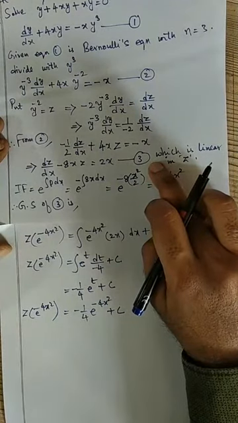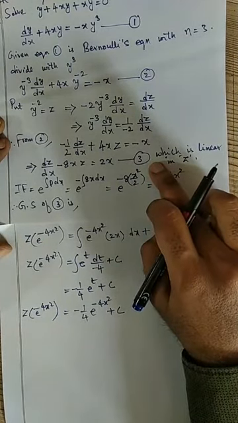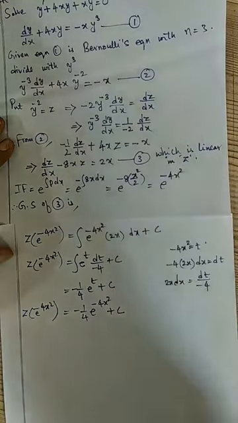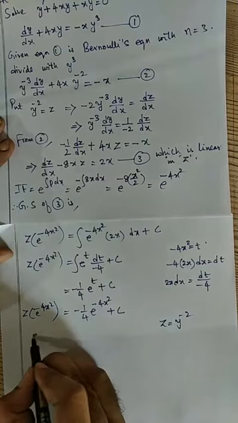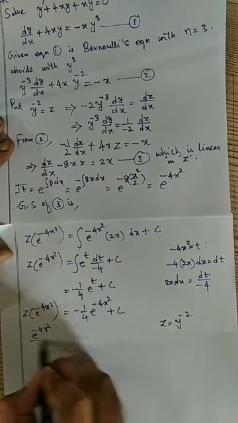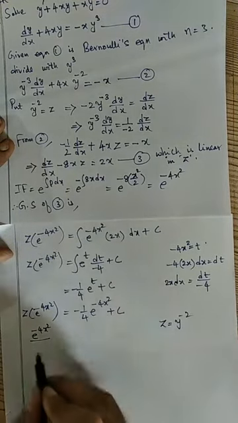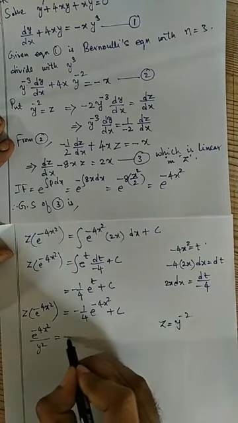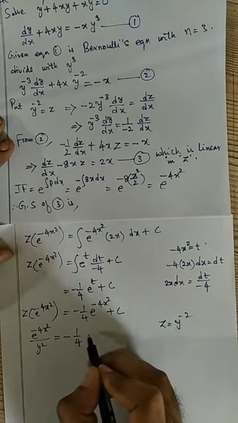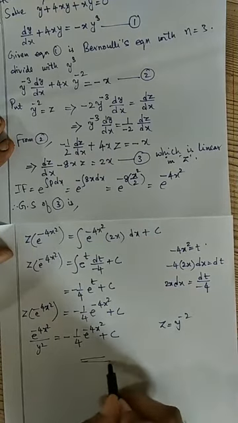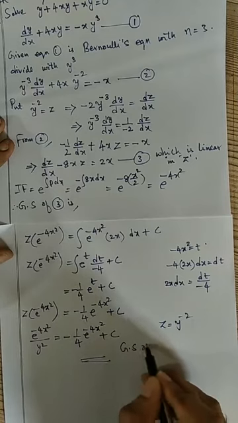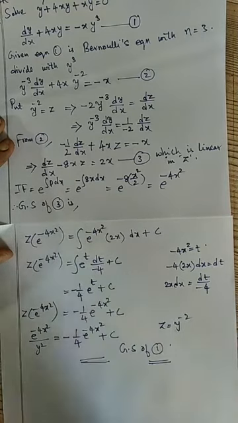But we want the general solution of equation 1. For that we have to substitute back what we have taken for z. What we have taken, z equals y power minus 2. So substitute that. E power minus 4x square by, in place of z, y power minus 2, which is nothing but y square, equals minus 1 by 4 e power minus 4x square plus c. This is the required general solution of equation 1, or the given equation. Right? This is how we solve the Bernoulli's equation, which is important for 5 marks.